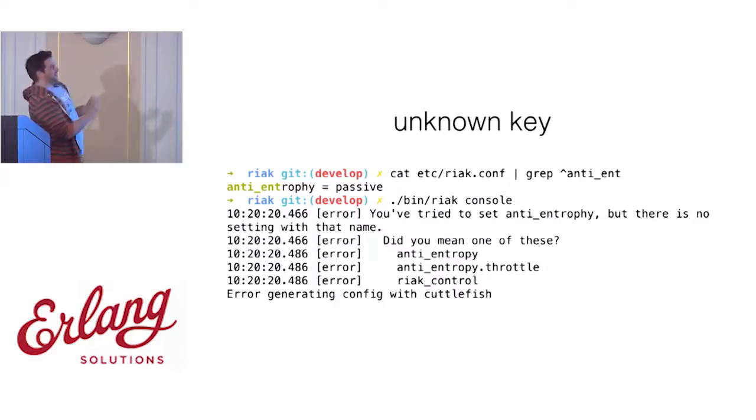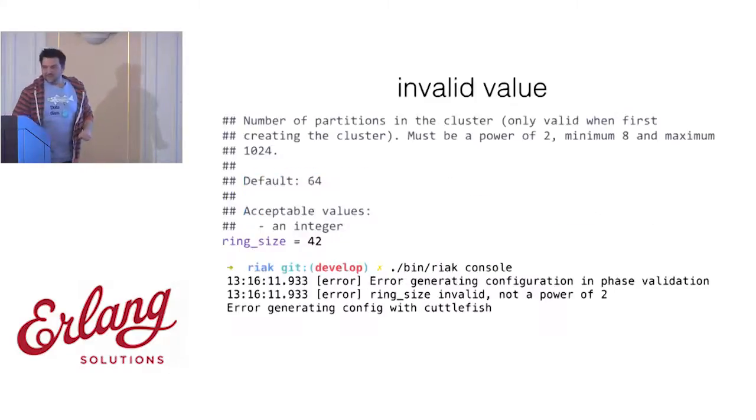So what happens? Well, I try and start Riak, and it tells me, no, you can't, because there's no setting called anti-entropy. Did you mean one of these? And it does some Levenshtein string math and tells me, oh, yeah, these are the three things that are closest to that error, and that's it. So now I know, yeah, that didn't do what I wanted. I'll go back and fix it.